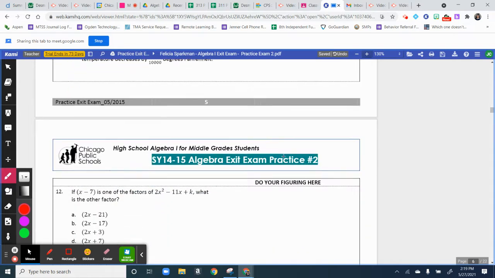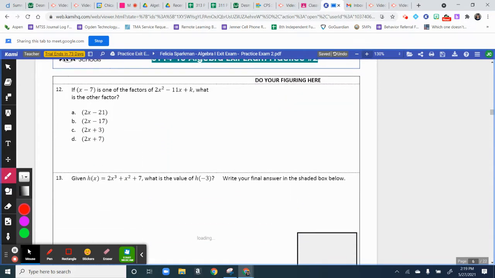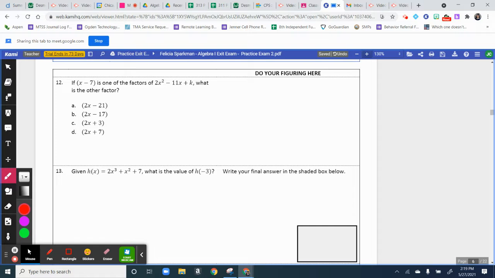All right, so now let's look at 12. It looks a little bit scary, but it's really not. You all can do this because we've practiced this a lot. It says if x minus 7 is one of the factors of 2x squared minus 11x plus k, what is the other factor? Well, this just means we need to multiply.